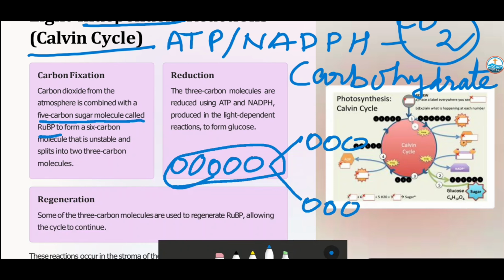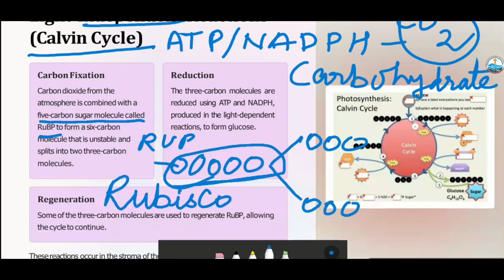How does it break? It will break with the help of an enzyme, you can note down, which is called Rubisco. It is an enzyme. Please note down these things, these are very important. The enzyme Rubisco helps to break this 5 carbon sugar molecule, which is called RuBP.